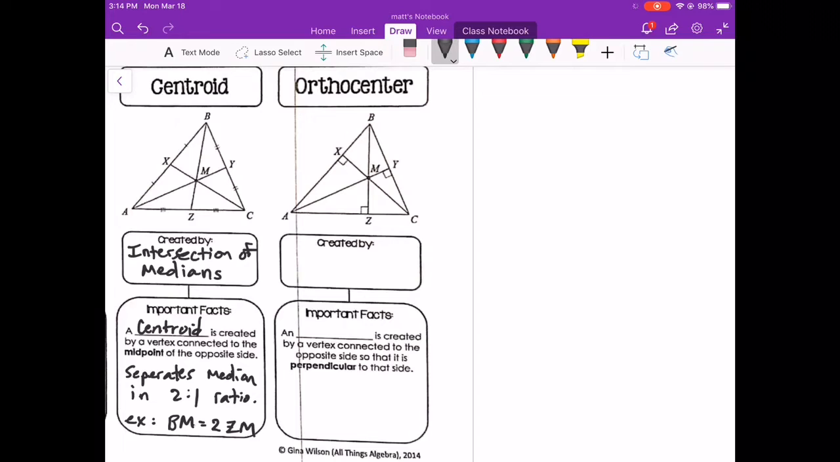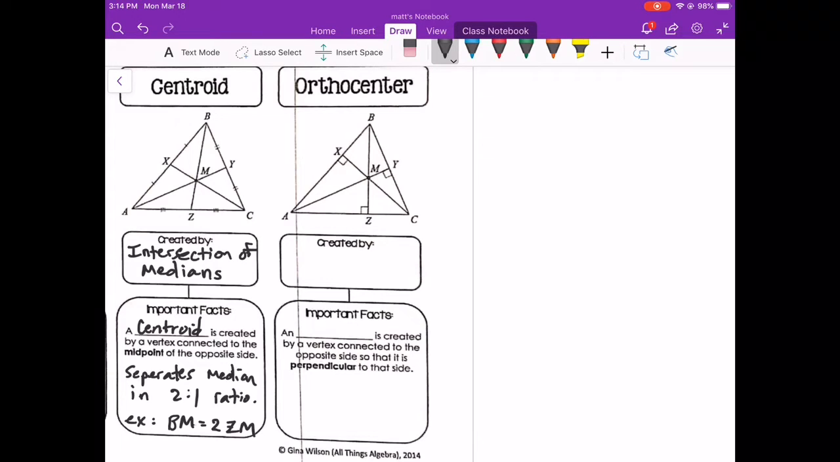So that means that in this picture here, X, Z, and Y are all midpoints. So M is the centroid because it's where those three medians intersect. Now, the medians, again, you think middle, and they are connecting a midpoint to the opposite angle. But an interesting thing about the centroid is it separates the median into a 2-to-1 ratio, meaning there's a larger part that's twice as big as the smaller part.